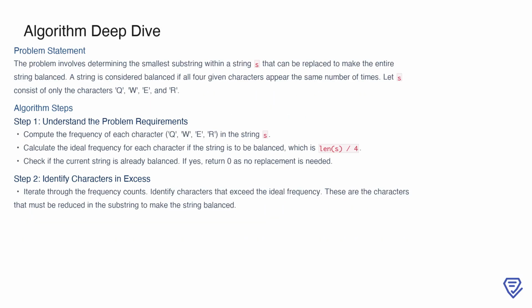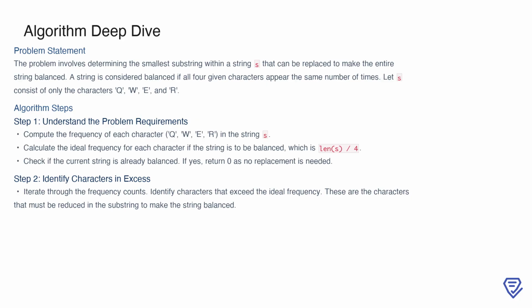To solve this problem, we need to determine the smallest substring in the string S that can be replaced to make the entire string balanced. A string is considered balanced when all 4 characters Q, W, E, and R appear the same number of times. The first step is to calculate the frequency of these characters in the string.